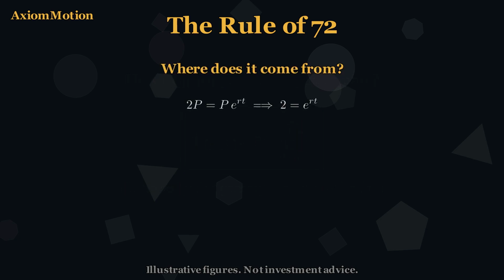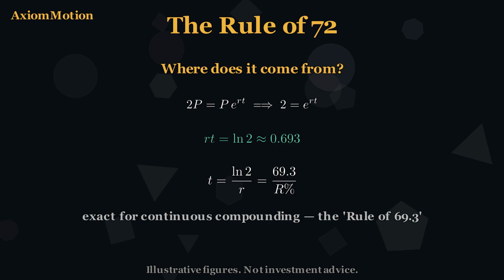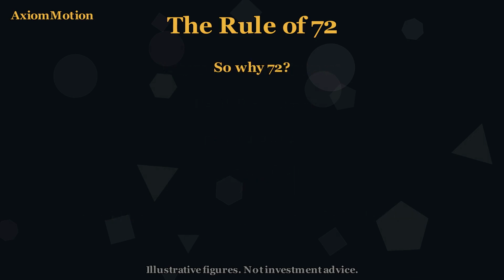Doubling means the final amount is twice the start. Using continuous growth, 2p equals p times e to the rt. So 2 equals e to the rt. Taking the natural logarithm, r times t equals the natural log of 2, which is about 0.693. Solve for the time, and the doubling time is roughly 69.3 divided by the percentage rate. That is exact for continuous compounding. You could call it the rule of 69.3.